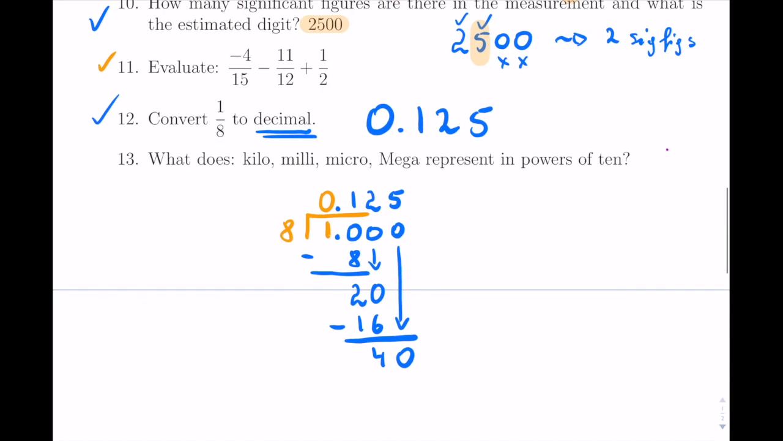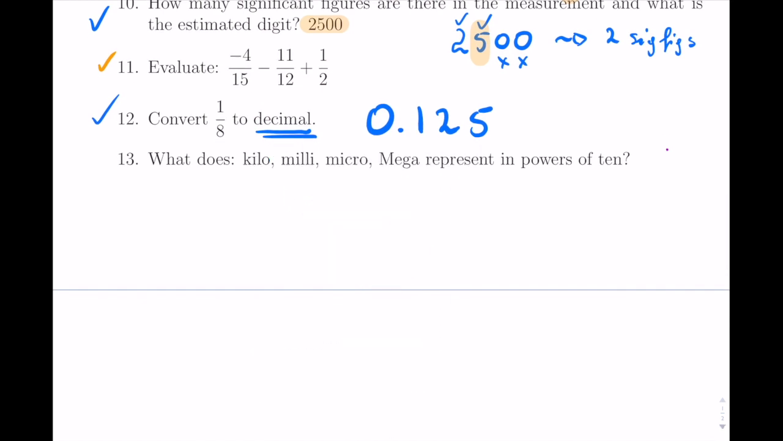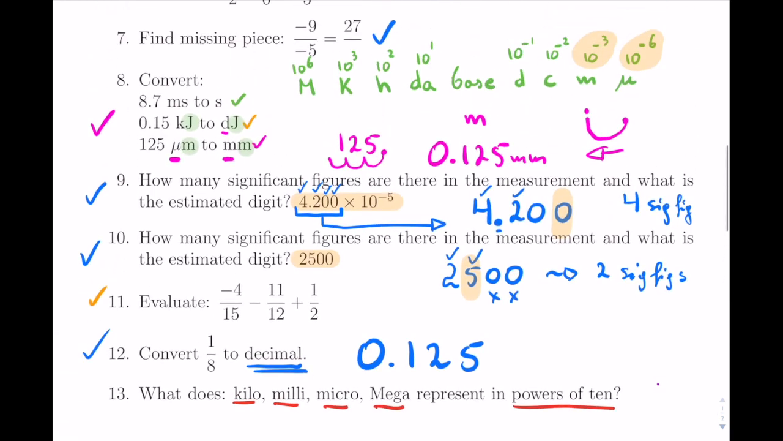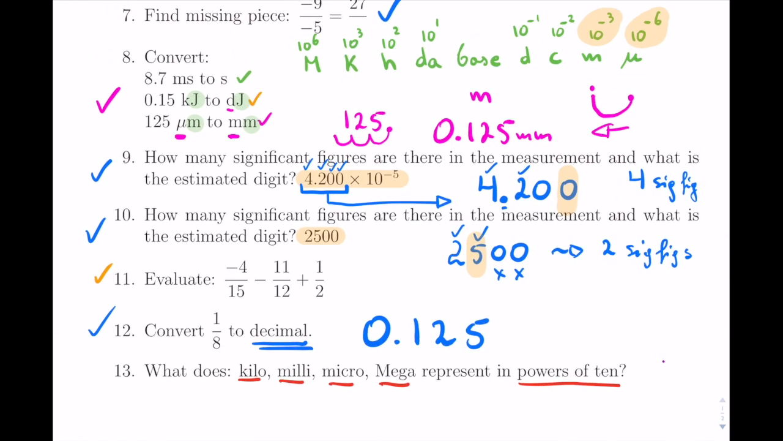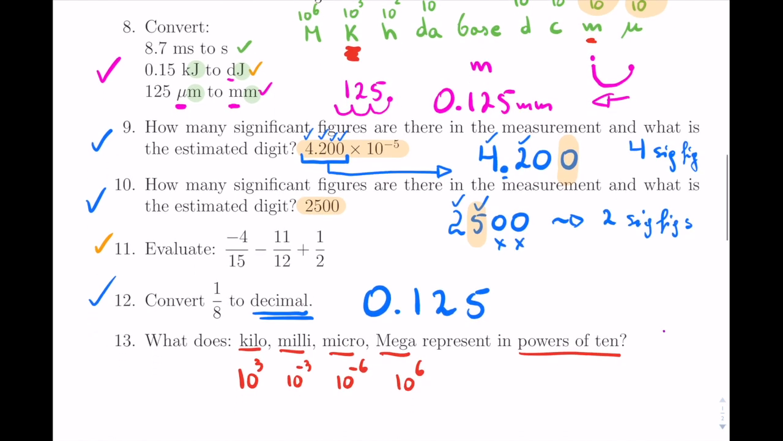Question 13. So this one asks us about some prefixes. What does kilo, milli, micro, mega represent in powers of 10? Okay, so we actually did this. Oh, and I kept it there. So notice kilo right there. Kilo is 10 to the 3. Milli is 10 to the minus 3. Micro is 10 to the minus 6. Mega is 10 to the 6. Okay, that's million. So that is the powers of 10.